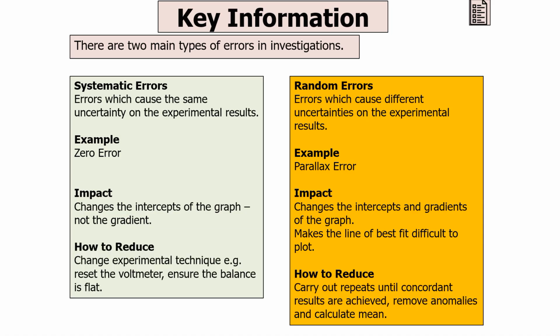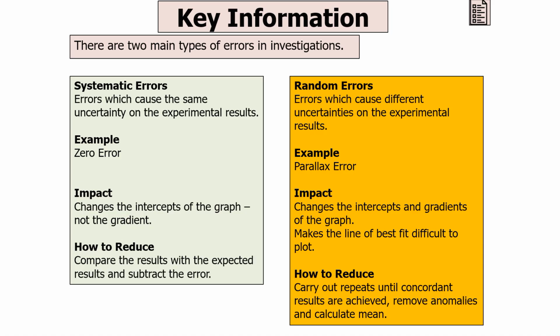Now, you can reduce systematic errors by changing your experimental technique, so resetting the voltmeter, ensuring the balance is flat, but you can only reduce random errors by carrying out repeats until concordant results are achieved, you've removed anomalies, and you've calculated a mean value. For your systematic error, you should compare the results with the expected value and subtract the error from this.